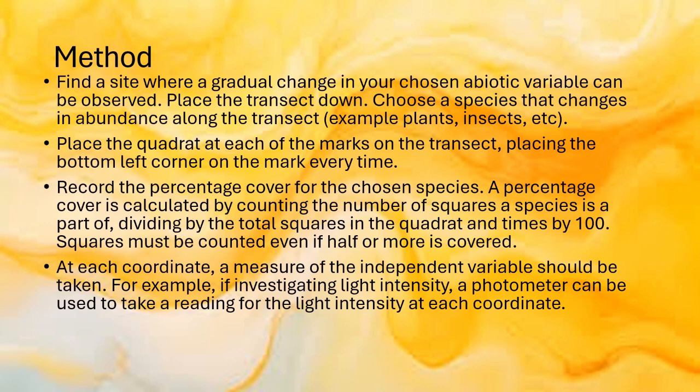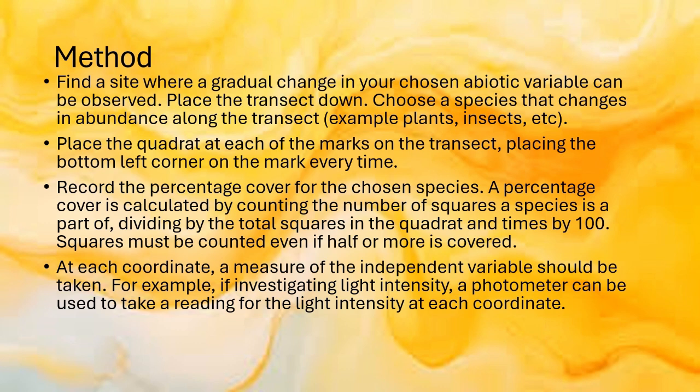So what is the method? You first find a site where there's a gradual change in your chosen abiotic variable so that you can actually observe the change. So when you do find a place, lay the transect down and choose a species that changes in abundance along the transect. These can be plants or insects, a certain type of flower and whatnot. Then place the quadrat at each of the marks on the transect, placing the bottom left corner on the mark every time.